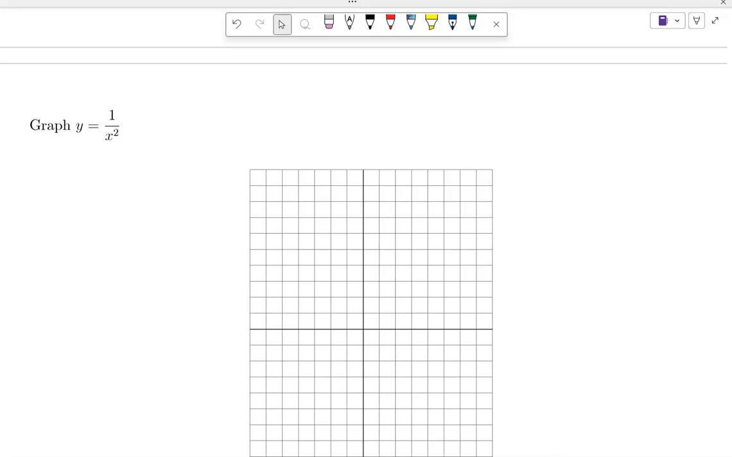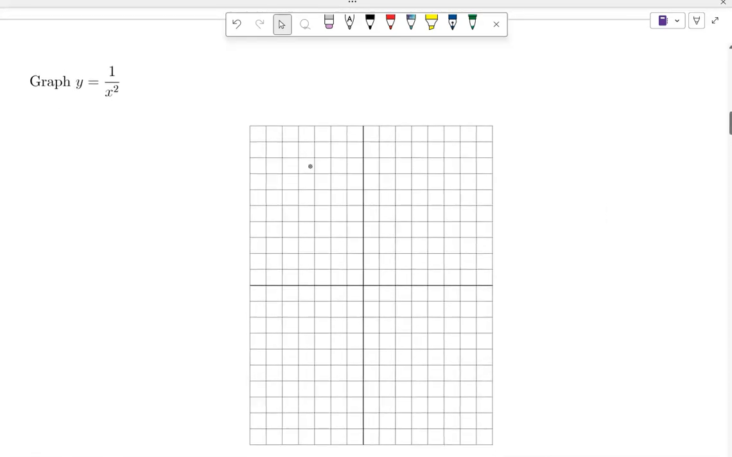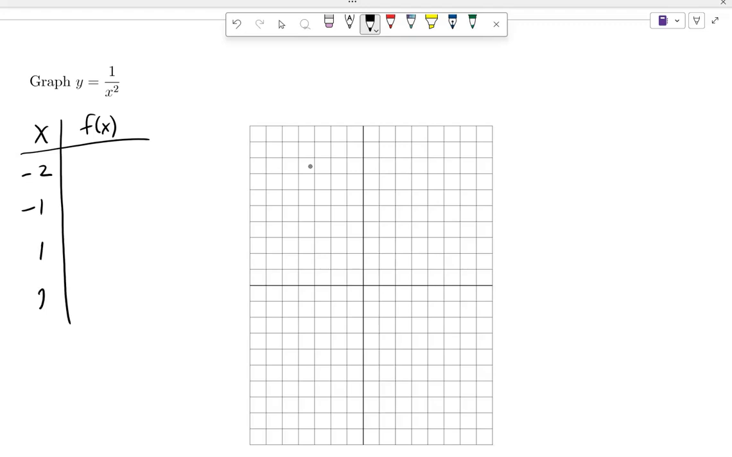Okay. So in this case, let's pick up a couple of points, but not 0. Let's say I pick -2 and -1. We know 0 is not going to work. Let's do 1 and 2.